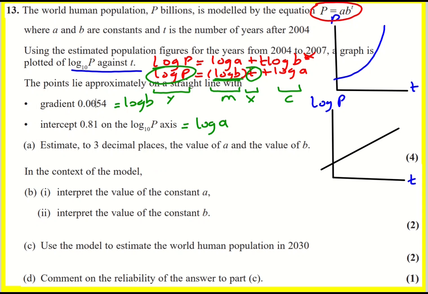Because all I need to do is to get b, so b is then going to be 10 to the power of 0.0054. So we can work that out. I'll leave you to put that on your calculator. So we get 1.01251, which I'll then round, because it says to 3 decimal places, to 1.013.